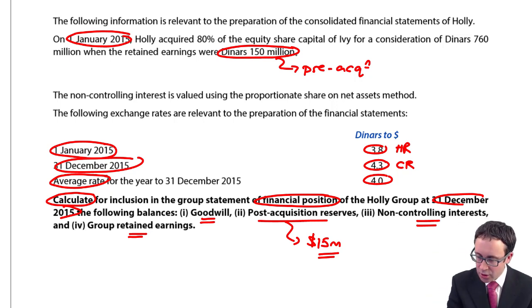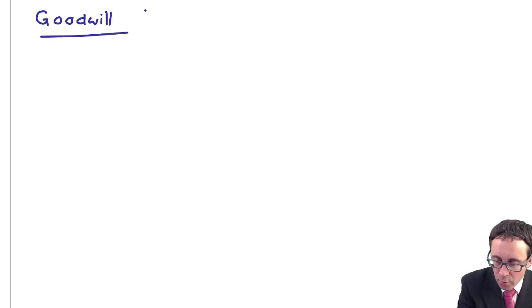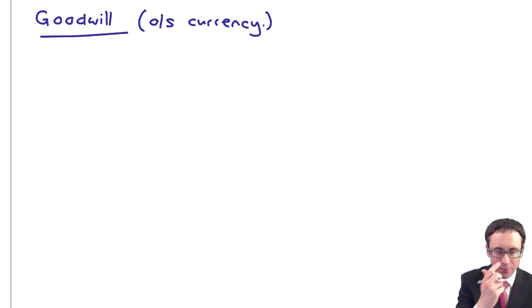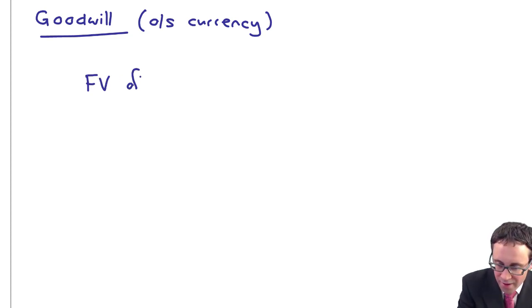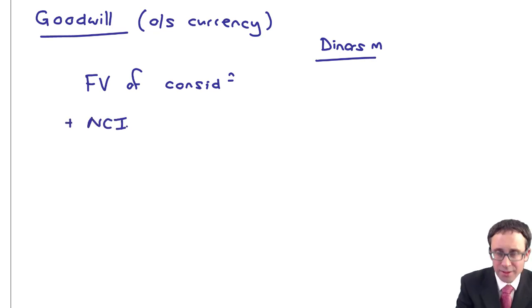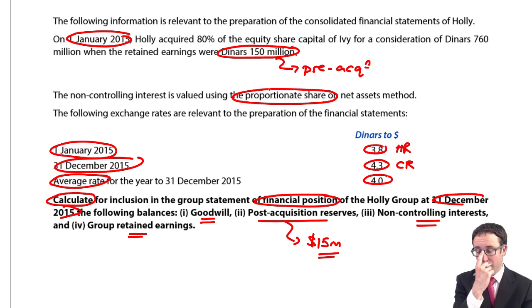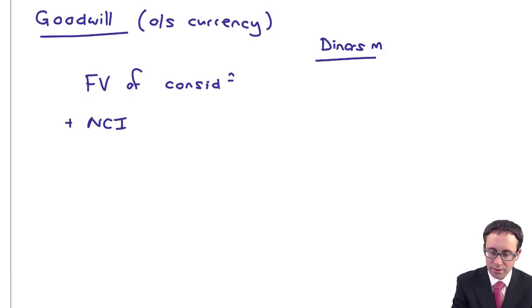Okay, excellent. So what have we got? Well, let's go through and have a look at your Goodwill. Remember, the Goodwill, we work in our overseas currency and then translate it at the closing rate, don't we? So we look there at the fair value of the consideration, which we will want in millions of dinars, to which we then add on the non-controlling interest. Now there, the non-controlling interest, we need to check how that is valued based on your proportionate share of net assets method. So we own 80%, the NCI own 20% of the net assets.